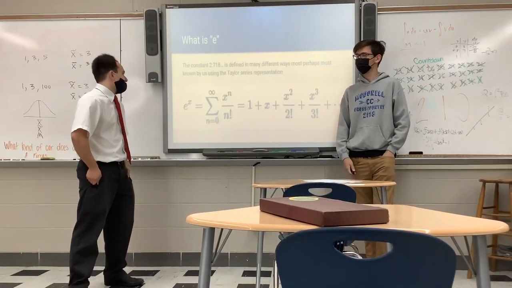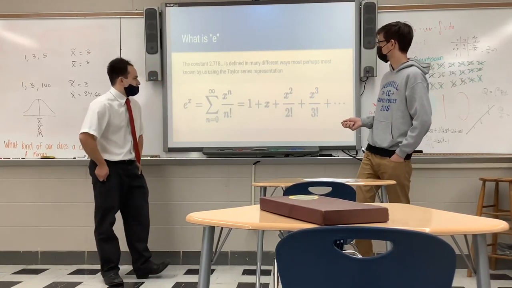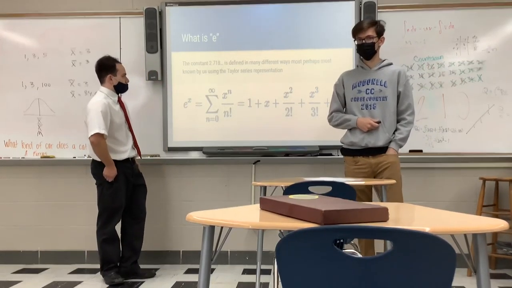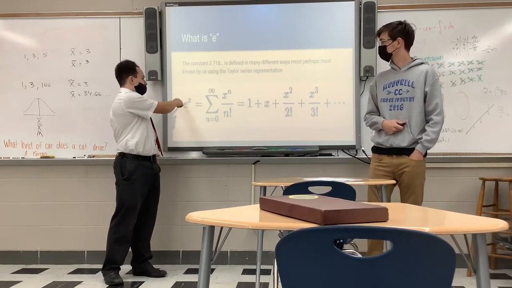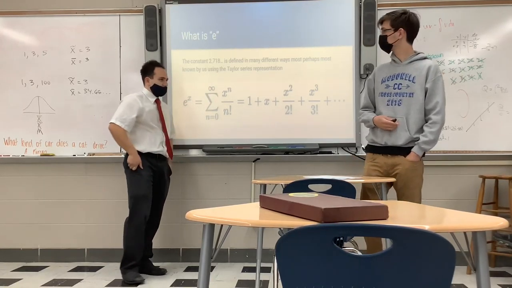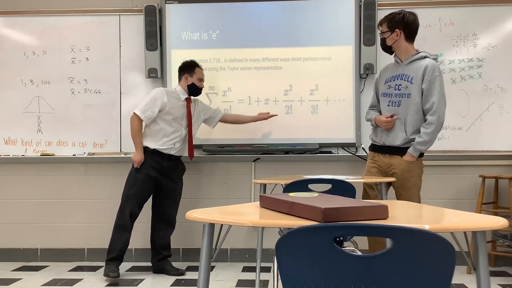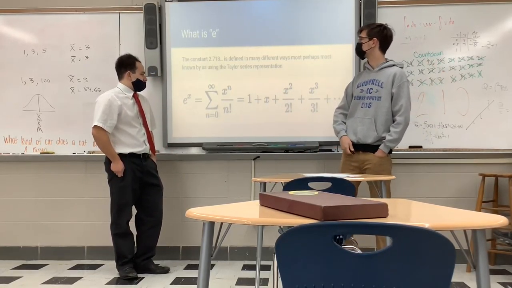So what is e? So e is approximately 2.718, but it is defined many ways, perhaps most known by this Taylor series representation, what we did in class. So e to the x is the summation of x to the n over n factorial, which can be written as that to infinity. And then if you put 1 in for x, you'll just get the number e.